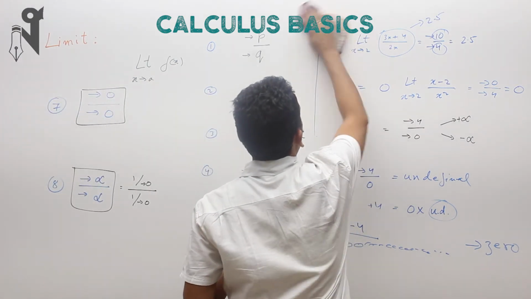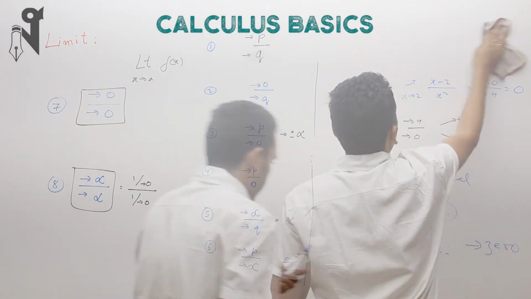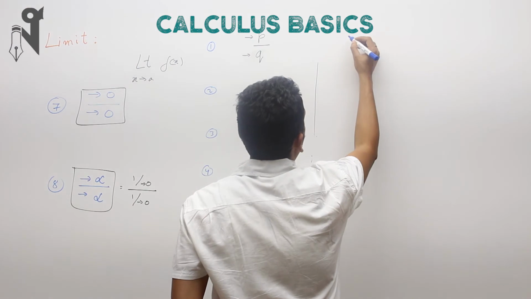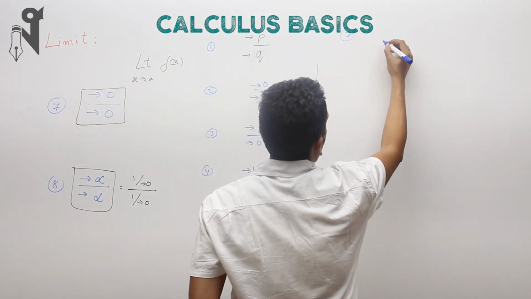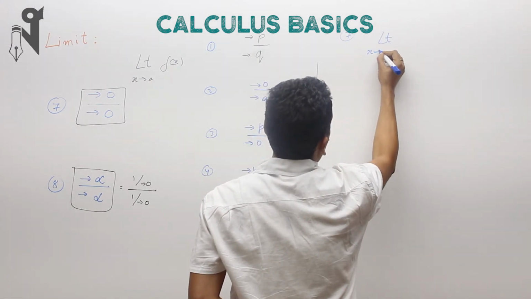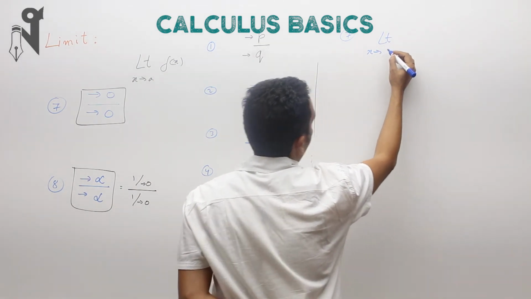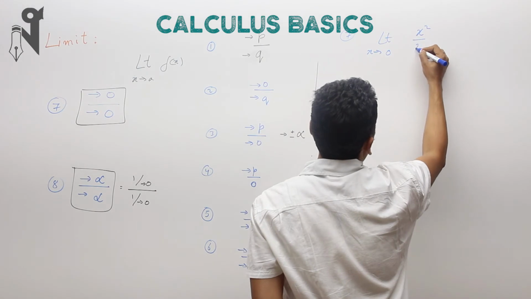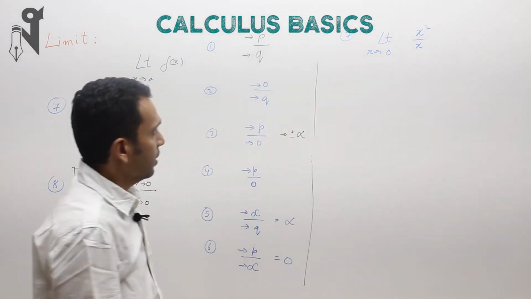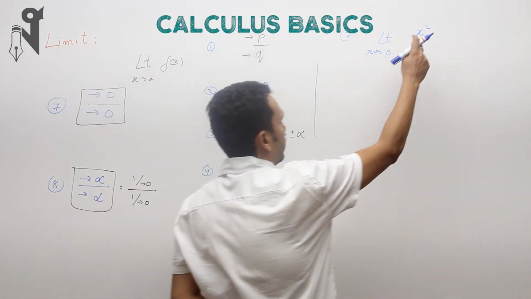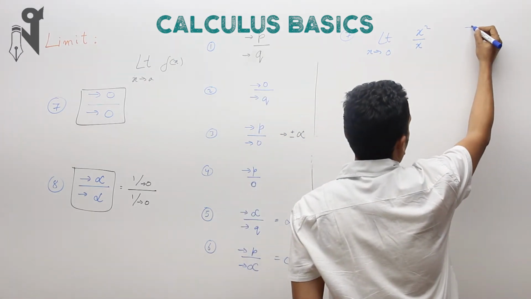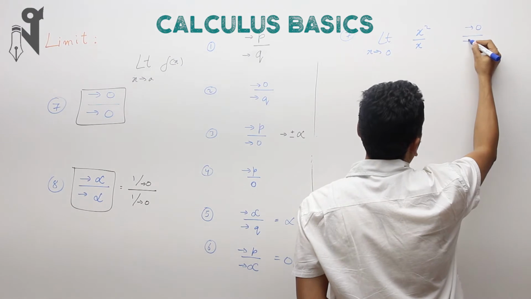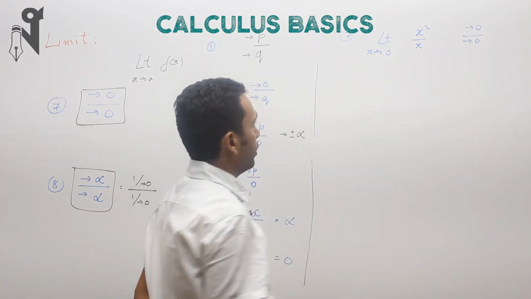So let us just do some problems. Let me make up a problem for case 7. So I'll write case 7 over here. Say limit x tends to 0, and you have x square divided by x. Now in itself, what is the top thing approaching to? The top thing is approaching to 0. The bottom thing is also approaching to 0, because x itself is approaching to 0.